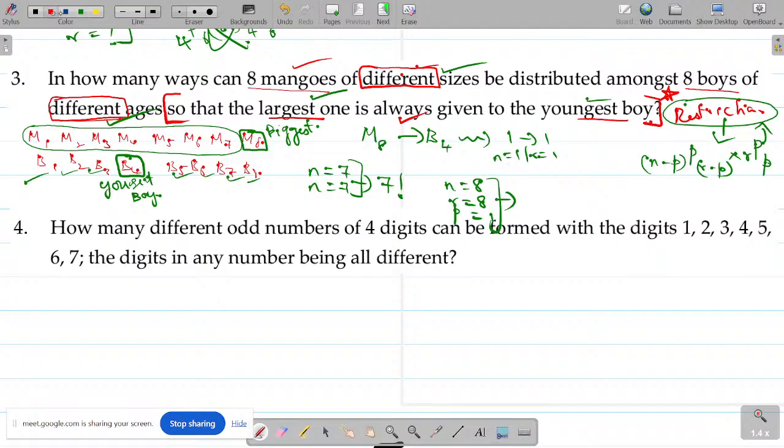Yes, apply the formula. n minus p, that is 8 minus 1 P, r minus p, which is 8 minus 1, into the internal arrangement, which is internally distributing, which is here. What is r here? 8. What is p? 1. So we get 7P7 into 8P1. You'll see 7P7 is nothing but 7 factorial itself. What is this 8P1?